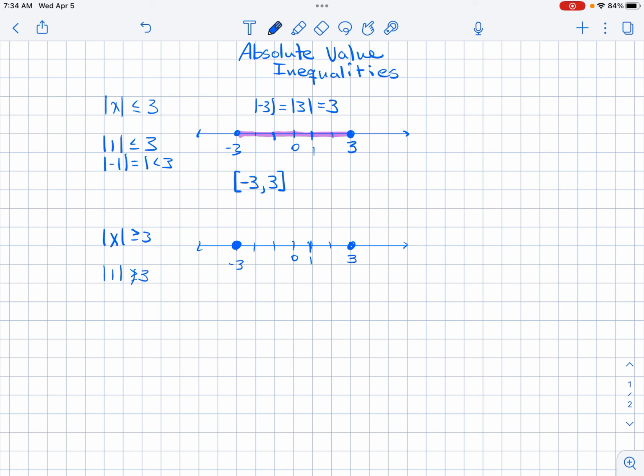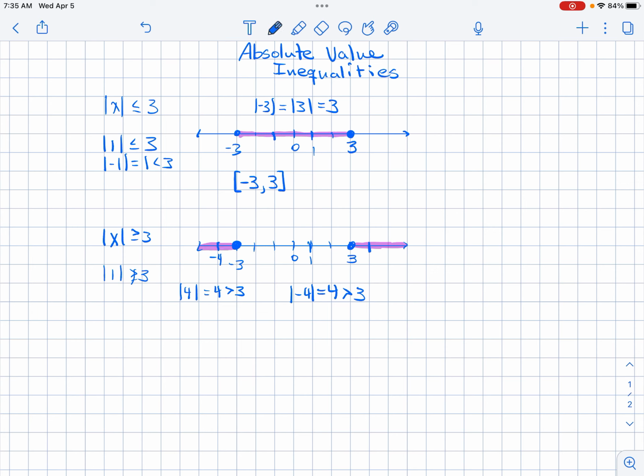But what about the numbers on the outside? What about 4? The absolute value of 4, well, that's equal to 4, and that is greater than 3. So what's on the outside, numbers on the outside here, that's part of our solution. Well, what about negative 4? In other words, what about over here, negative 4? Well, the absolute value of negative 4 is equal to 4. That's definitely greater than 3. So we can see that on this side over here, that's part of our solution.